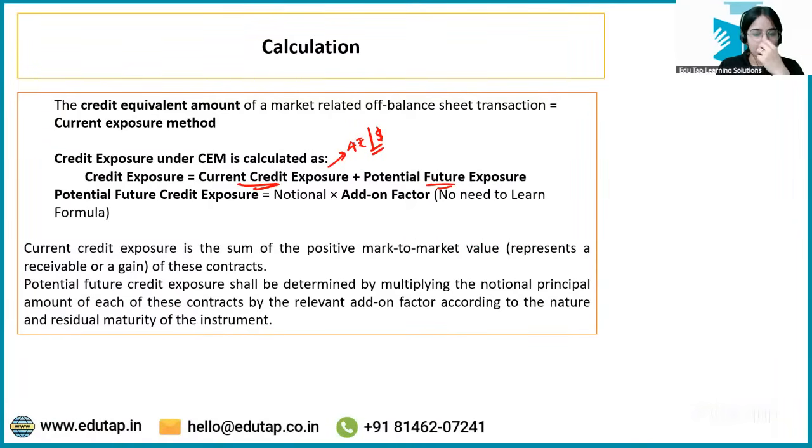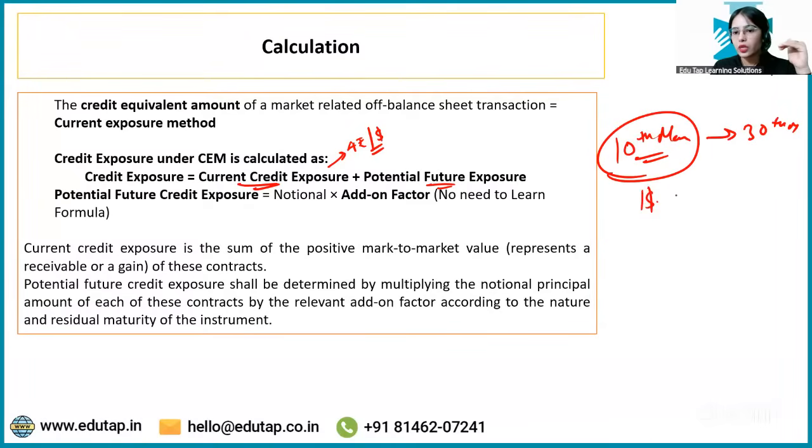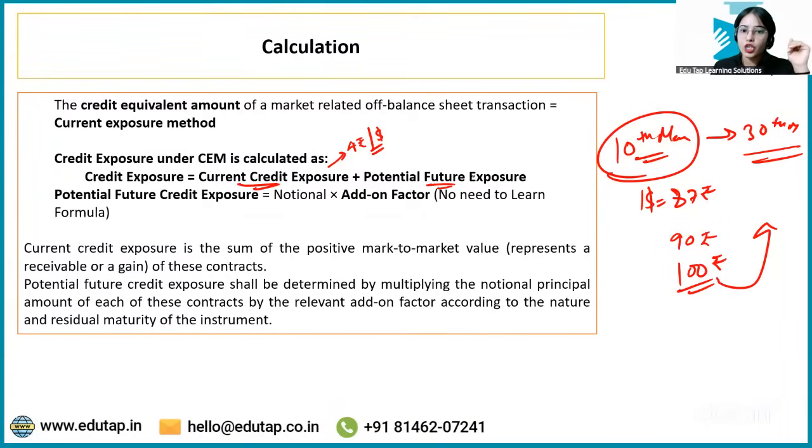But now the contract is getting settled later. It is 10th May, but the contract will get settled on 30th May. Currently we know that $1 equals 87 rupees. What if it increases to 90 rupees? What if it increases to 100 rupees by 30th of May? So we also calculate potential future exposure, that in the coming period, what can be the risk.